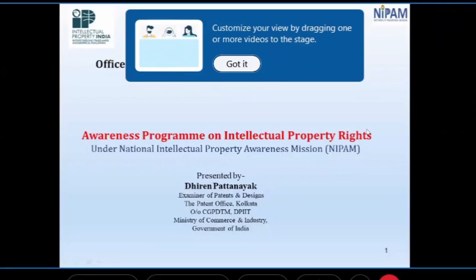So this presentation is all about the NIPAM, that means National Intellectual Property Awareness Mission. Under this mission, we are celebrating Azadi Ka Amrit Mahotsav, that is 75 years of independence on 15 August 2022. This mission has been formulated especially to create awareness among all the students, faculty members and scientists regarding IP. So this will be a very basic presentation.